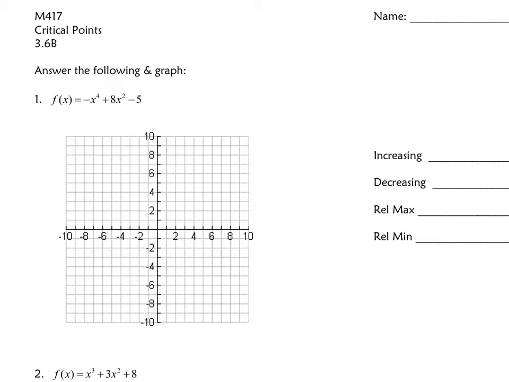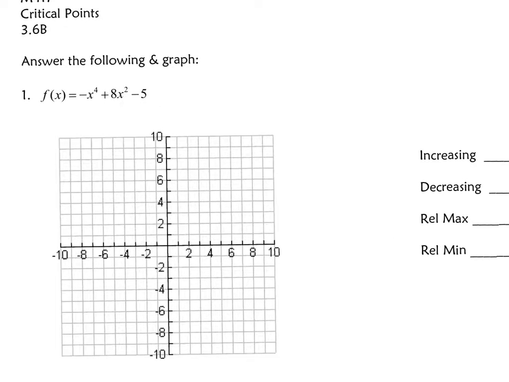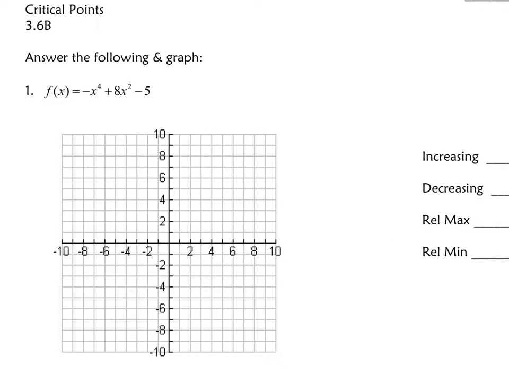All right, so the first thing we have to do, we're just going to do number one together, is find the first derivative. We're just going to apply the power rule, and we get negative 4x to the third plus 16x as the derivative.